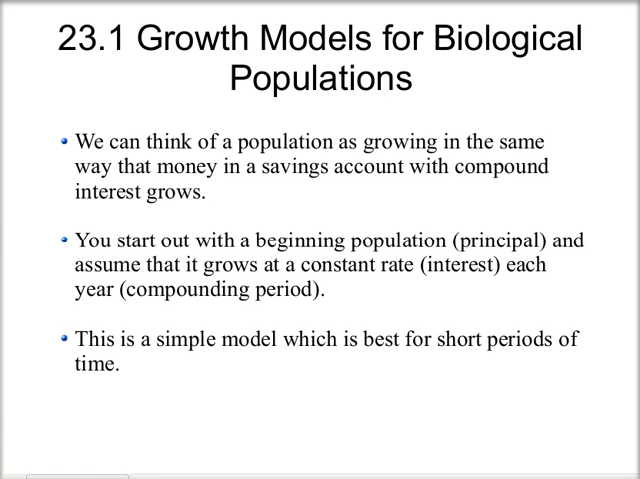In this section, we're going to look at growth models for biological populations. We can think of a population as growing in the same way that money in a savings account with compound interest grows. So you start out with a beginning population, which will be the principal in your savings account. Assume that it grows at a constant rate, like the interest rate, for each year or compounding period. Generally we'll have a year here, but this could be another period like hours, days, weeks, etc. And this is a simple model which is best for short periods of time.